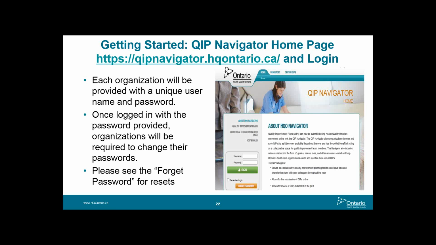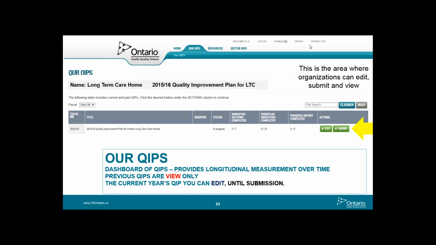So once you're logged in, you come to this dashboard, and you will see for long-term care homes that the 2015-16 year is the only year that's available, because the long-term care homes that submitted voluntarily did not submit through the Navigator last year. When you come to the front page, you'll see your name. It should be your long-term care home that is listed here as the name.